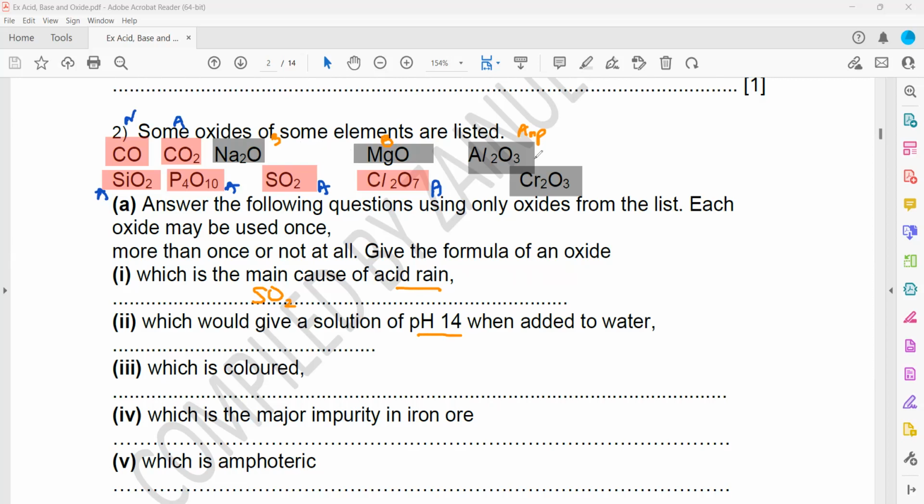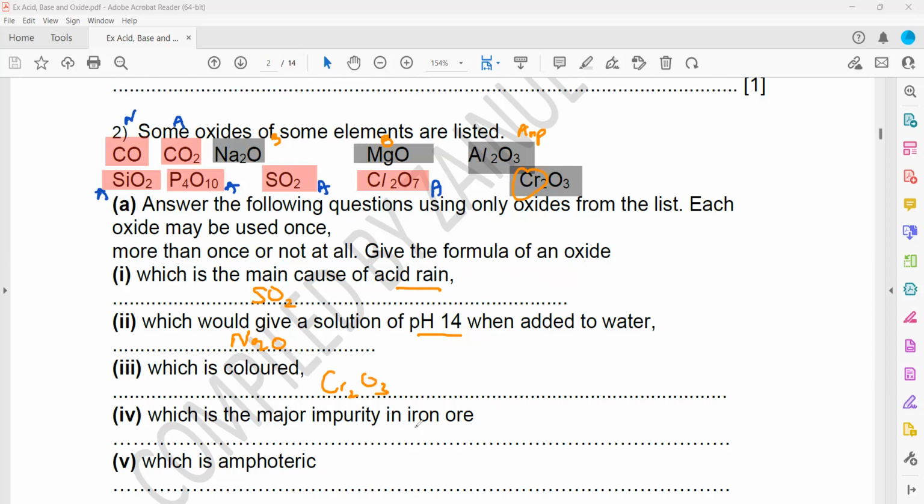A basic oxide. Group 1 metal oxides are highly soluble, so as a result they will make a strong alkali solution. Which one forms a colored compound? If it contains a transition element, so this contains a transition element, chromium oxide.